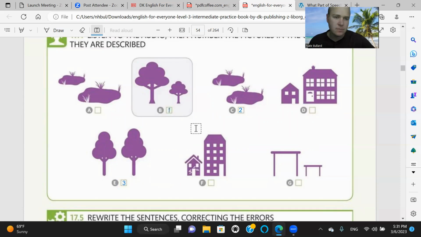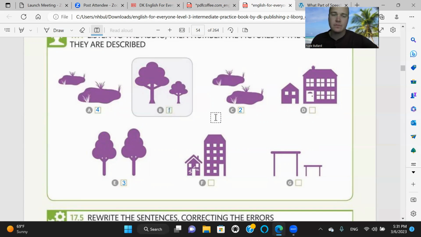Number 4. One of the lakes is a lot wider than the other. This one is a bit wider. This one is a lot wider than this one. A lot wider. All right.